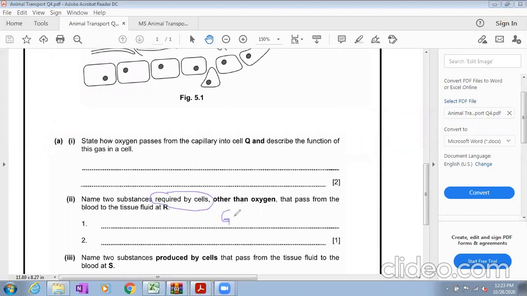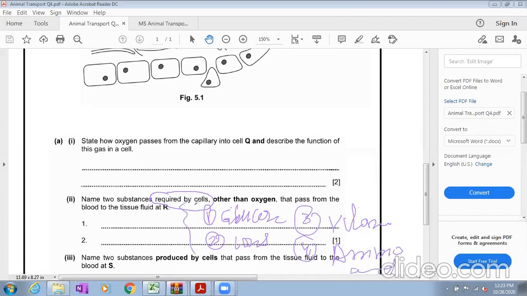Cell needs glucose, right? Cell needs ions, cell needs vitamins, cell needs amino acids. These substances will enter from the tissue fluid to your cell. Yes, water. All right. I hope up to here this is clear.